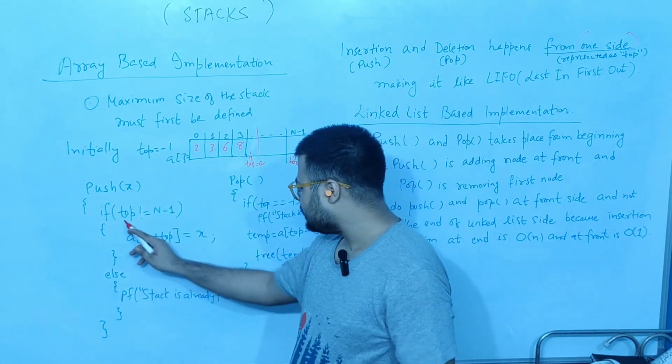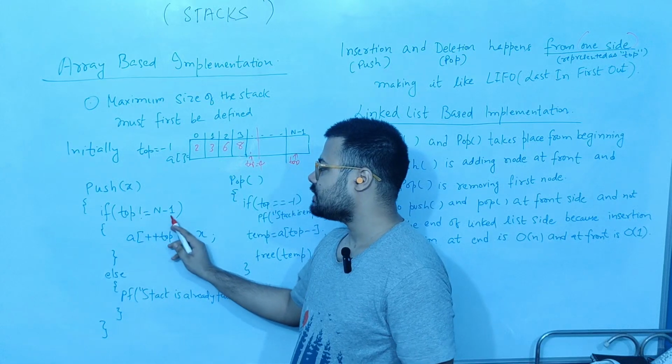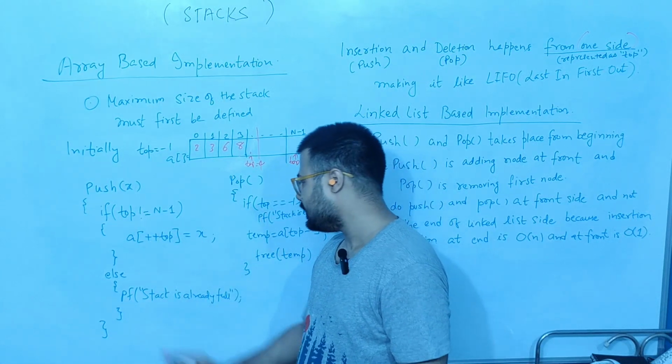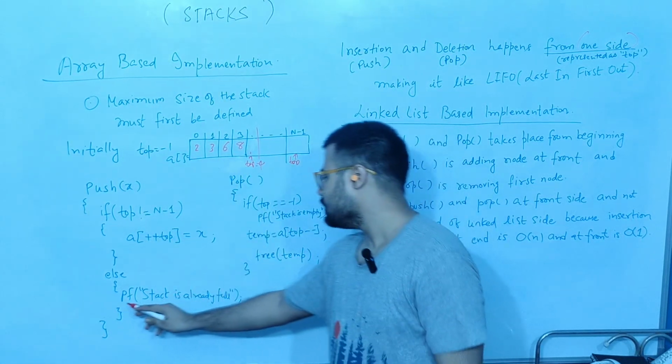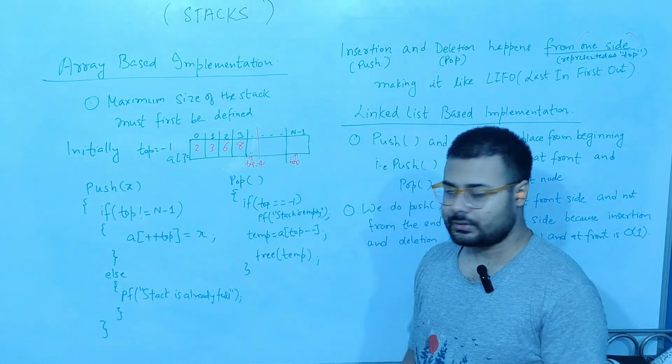But if this is not satisfied, if this gives false, it means top was equal to n minus 1 and that the stack was full. So print stack is already full.